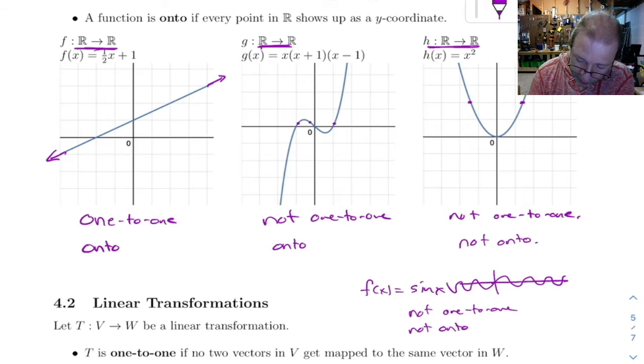It's not one-to-one because we can find any value between -1 and 1 gets used infinitely many times. And it's not onto because we don't have every single y value showing up. We only have the y values between -1 and 1.